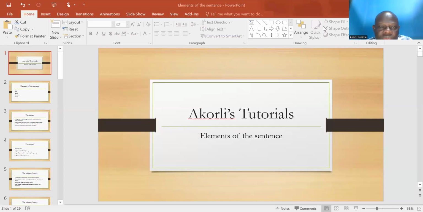Welcome to this tutorial in the series of tutorials I'm preparing for my students. This particular topic is on the elements of the sentence. This topic is not supposed to be one we have to set questions on, but it has come up lately. In any case, I believe that by going through this tutorial, you can answer a few questions that will come up on it.